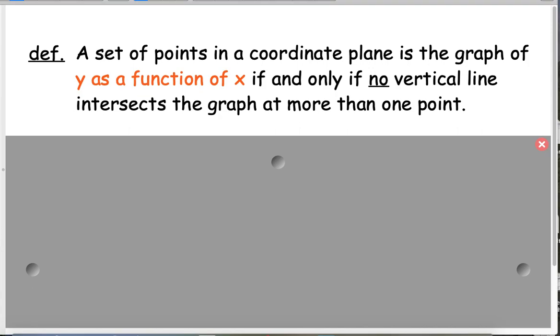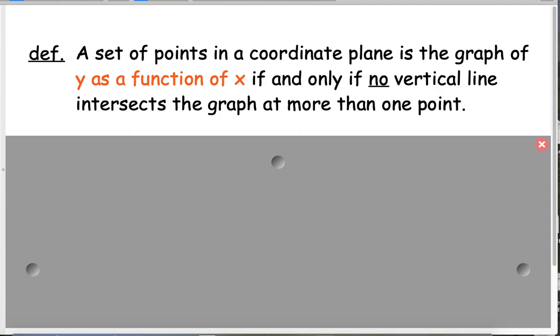All right, so we have some definitions that we need to work through here, and it's important that you understand exactly what it's saying. In mathematics, when you read a definition, quite often you have to read it several times, because every word in there is important, and if it wasn't, it wouldn't be in there. So a set of points in a coordinate plane is the graph of y as a function of x. Now, if I said is x a function of y, that's a completely different question.